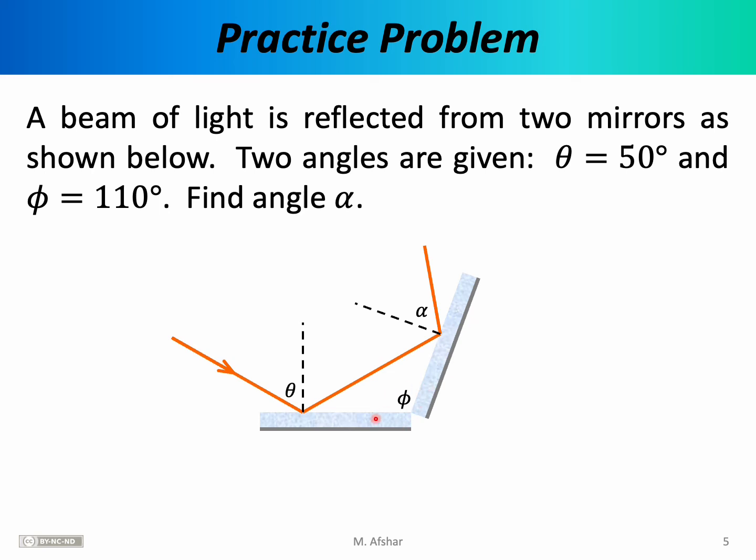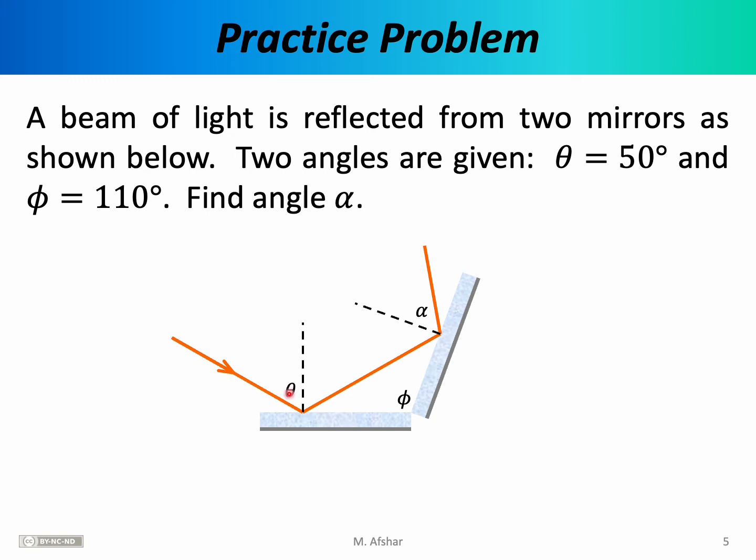So we have two mirrors. They are angled relative to one another, and the angle between them is phi, which is given as 110 degrees. We have a beam of light that comes in. The angle of incidence is given at 50 degrees. It reflects off of the first mirror, hits the second mirror, and then reflects off of the second mirror. We want to know what alpha is. Using the law of reflection and a little bit of geometry, we should be able to answer this question easily.